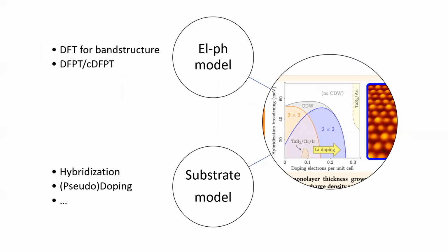And our approach to do this basically involves combining density functional theory for band structures of a monolayer with linear response calculations in density functional theory to get the phonon spectra and to get the electron phonon coupling, and then to have as a second layer the substrate, where we can think about things like doping and hybridization, for example, and to combine these two into our final result. This is the goal, to get this phase diagram.